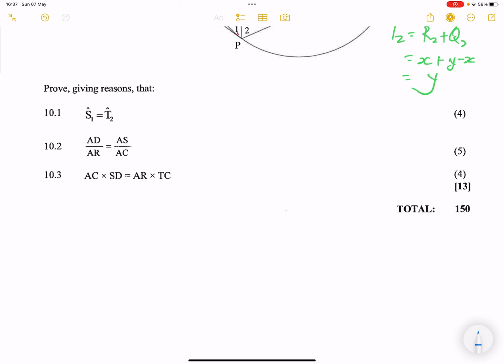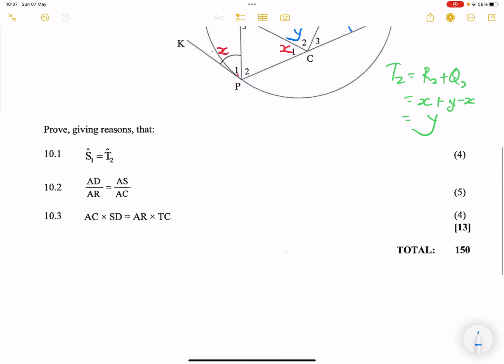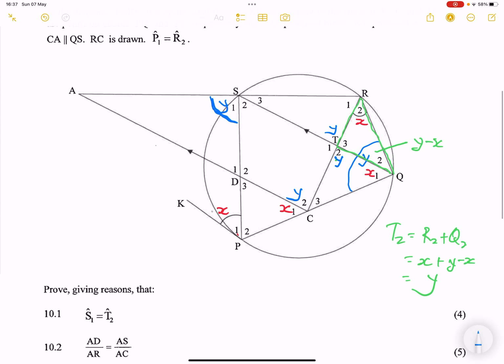They say prove, giving reasons, that S1 is equal to T2. Okay, let's look at that. S1 is this angle here that we called Y, and it is equal to T2.